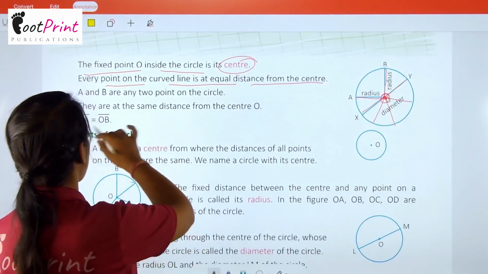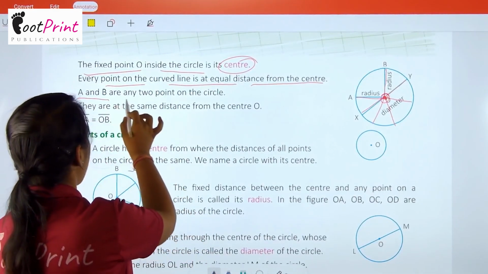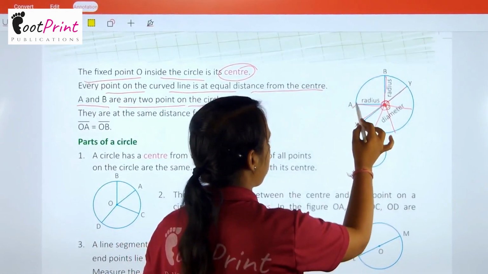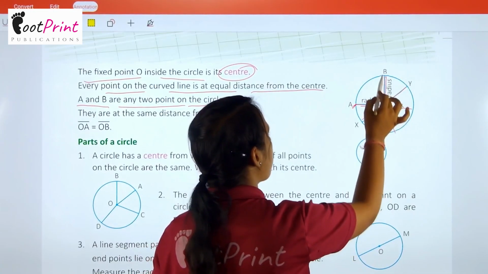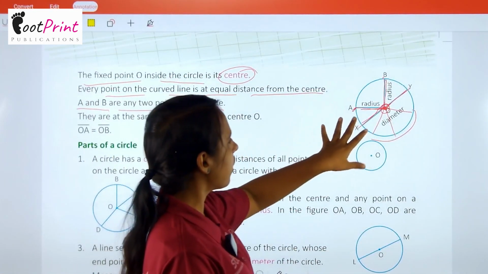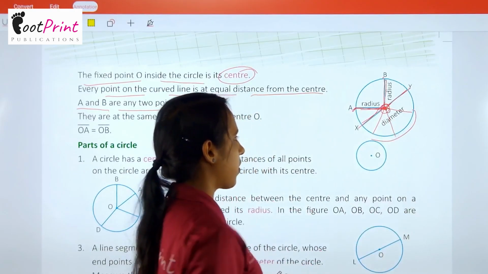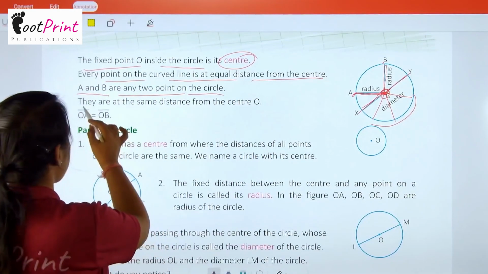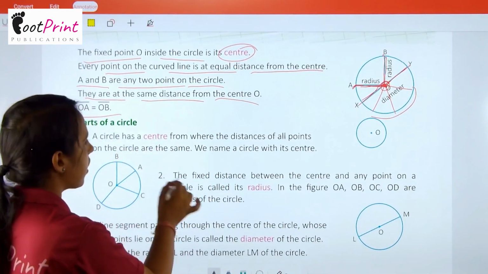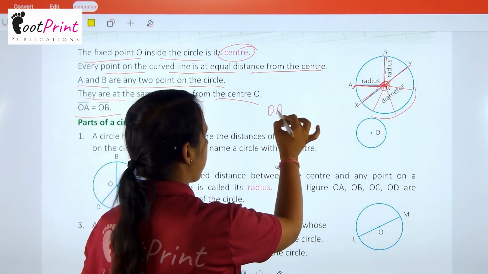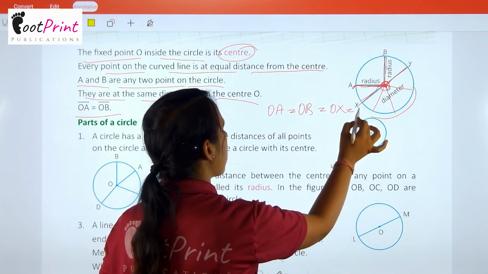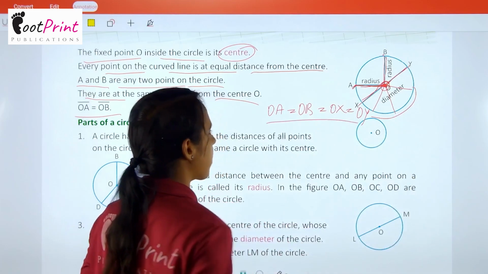We have equal distance. A and B are any two points on the circle. Just like that we have OA, OB, OY, OX and more. So we can say that they have the same distance. Next, they are at the same distance from the center O. So we can write OA equals OB, or we can also write OX equals OY. These are all the same distance.